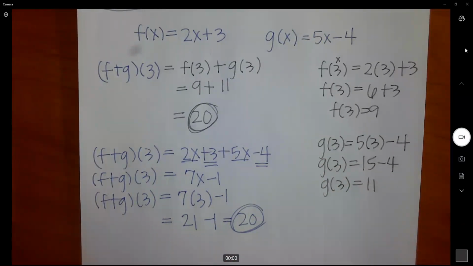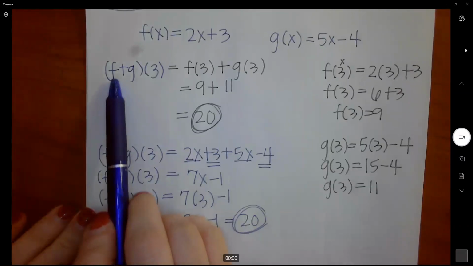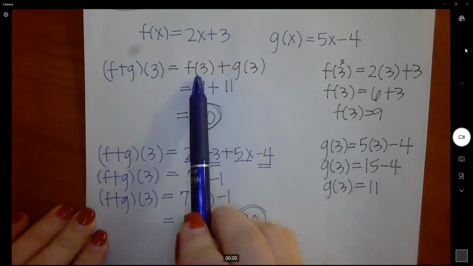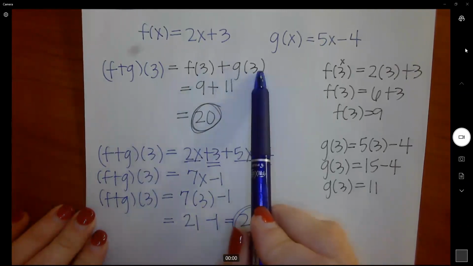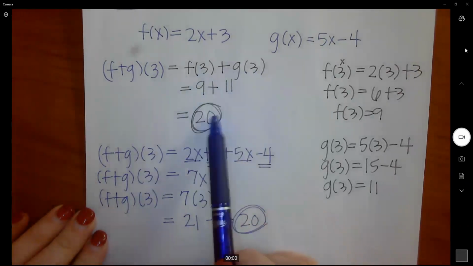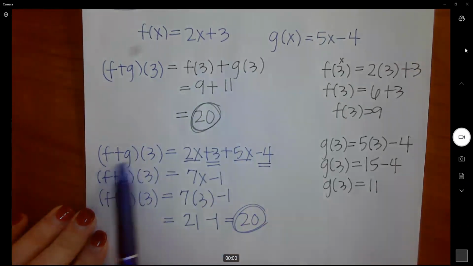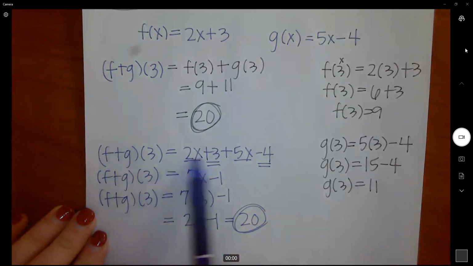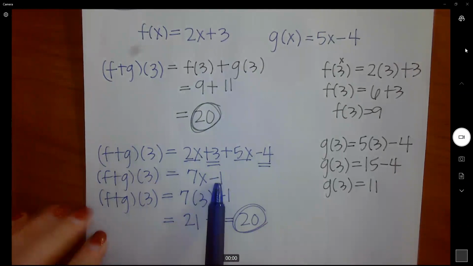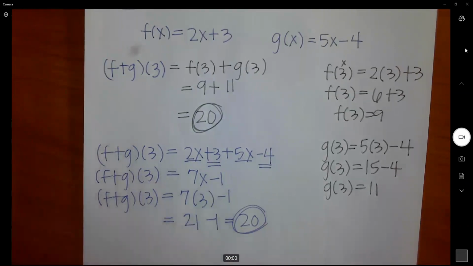It does not matter what you do first, as long as you are following your rules correctly. So when they tell you f plus g of 3, you either need to figure out what is f of 3, what is g of 3, and then add them together. Or go ahead and add your two functions together to get one, and then plug in your number. Okay, either way, you get the same answer. So it's just a matter of preference. Which one do you like?